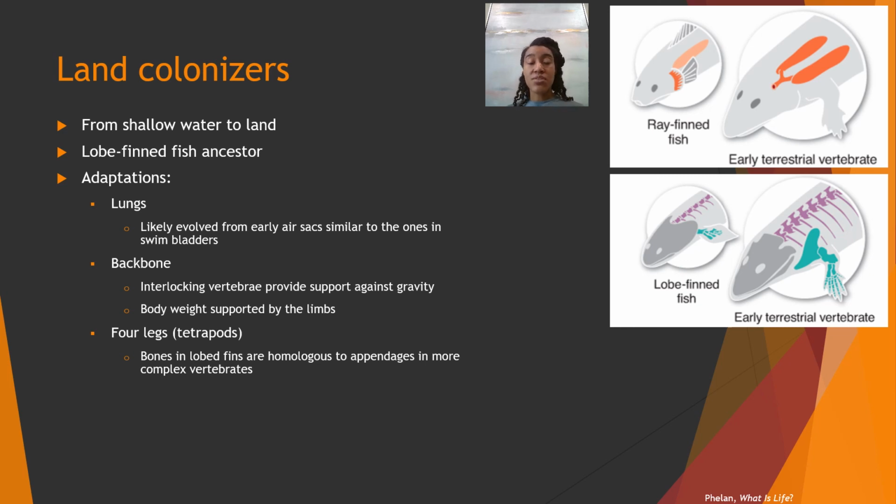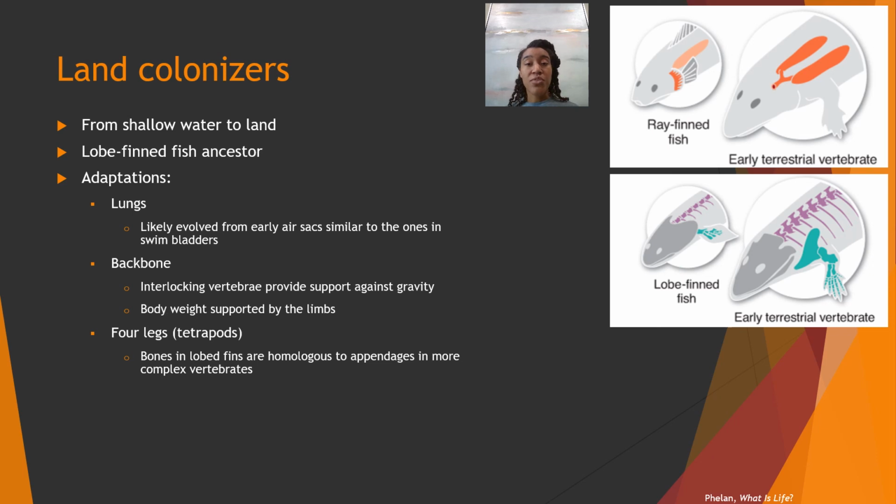And so the development of a backbone allowed for these organisms to be able to pull themselves against gravity, but to also redistribute their weight. So instead of the weight of the organism being supported by the backbone, instead it was redistributed to be supported by the limbs. The vast majority of land colonizers, the vast majority of vertebrates have 4 limbs, so they're tetrapods, and the early land colonizers had to also develop these 4 limbs.